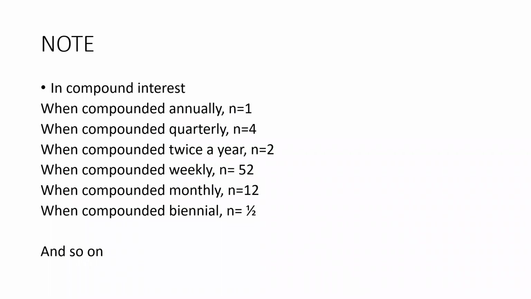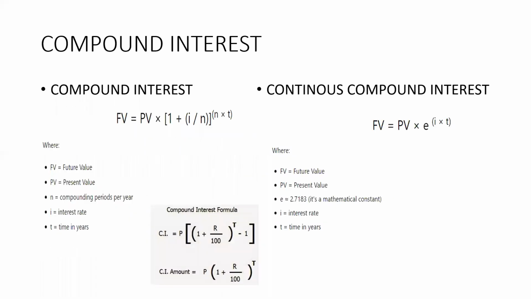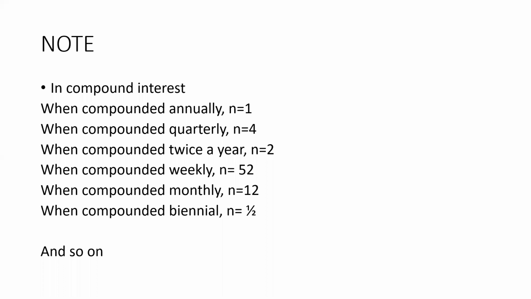So I think that's the only thing that is not really clear when it comes to that compound interest formula, while the other parameters remain the same. Your t is time, your I is rate, and your PV is the present value, which happens to be your principal, and your FV is the future value, which is the amount.